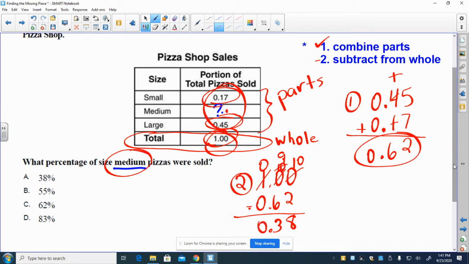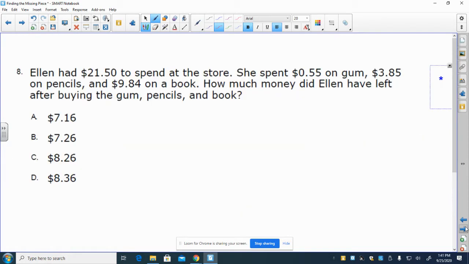Our answer is 0.38. They have percentages over here that look strange. But I see the 38 here, 38 there. To find the missing piece, combine parts and subtract from the whole. So 38% of their pizza sales are medium. Going to look at another problem here.